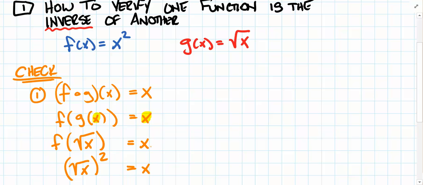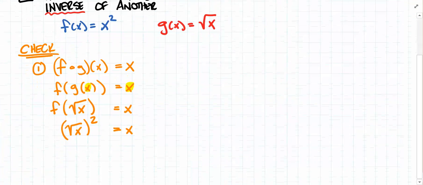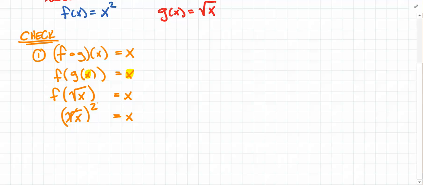Is this looking true so far? It sure is, right? Because the square root and the square cancel out. So therefore, x is equal to x. That's the first thing that we have to check. The second thing that we have to check is we have to show that g of f of x is also equal to x. So basically, we have to show that it's true for both directions, no matter which way we go. Either f of g of x or g of f of x.